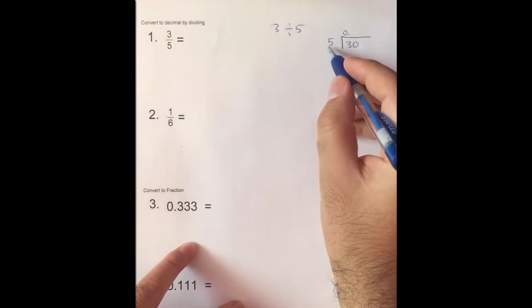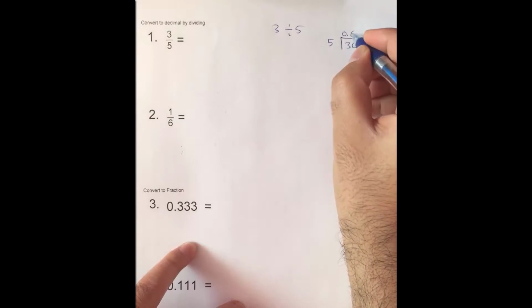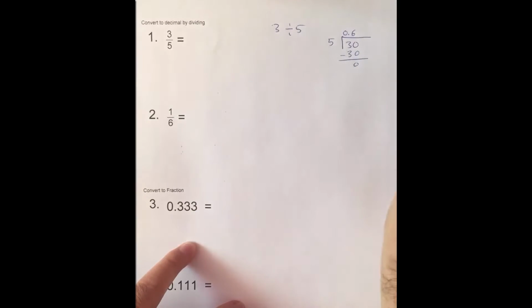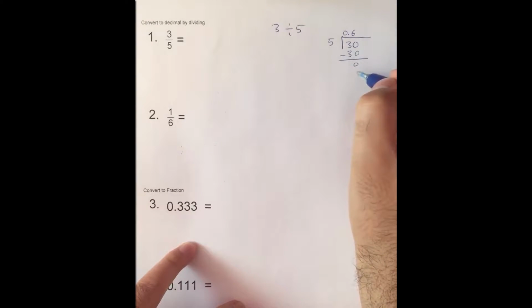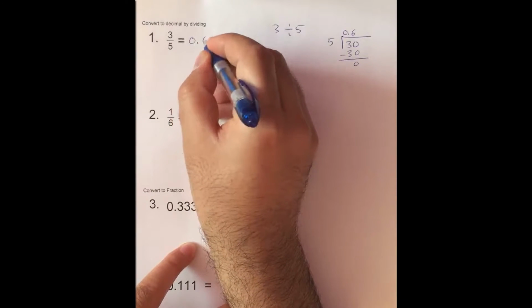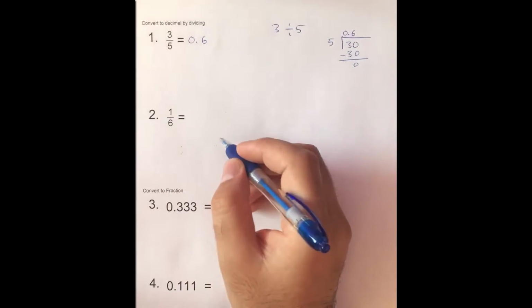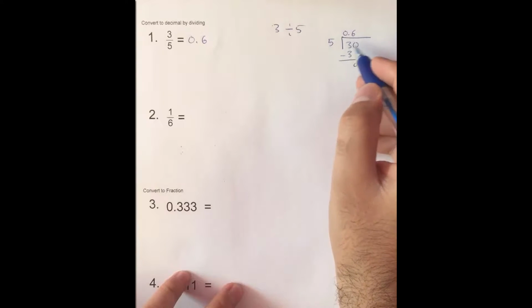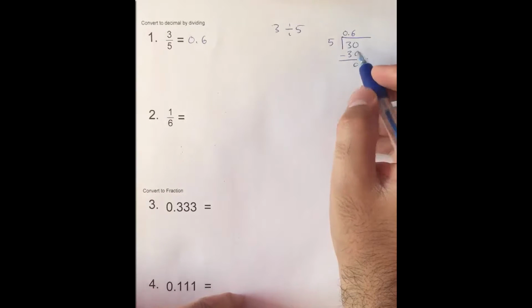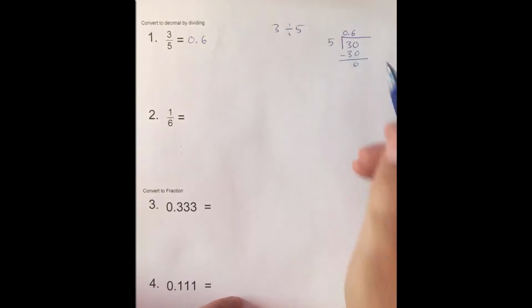So now we have 5 goes into 30. How many times? 6 times. 6 times 5 is 30. You subtract, you get 0, so there is nothing remaining. So the answer is 0.6. That's just how you convert it to a decimal. It's just that easy. If you don't know how to divide, then look into my other video where I show you how to divide numbers, small numbers or decimal numbers.